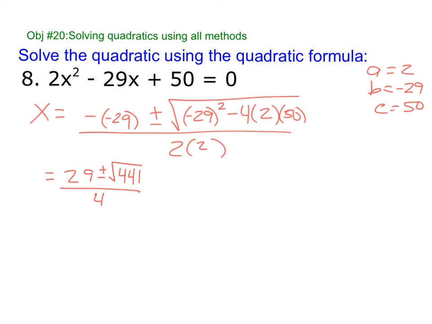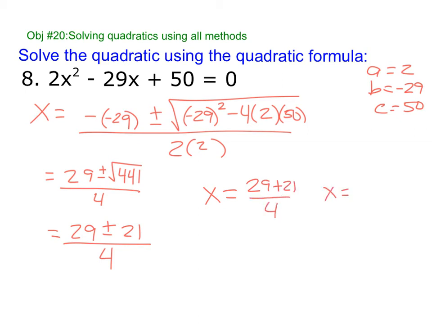Now, what perfect square goes into 441? That is actually a perfect square. We get 29 plus or minus 21 all over 4. If you see a weird number, if it is bigger than your typical, greater than like 225, I would check it, right? So that one does work. So our answers end up being x equals 29 plus 21 over 4 and 29 minus 21 over 4. So what's that?